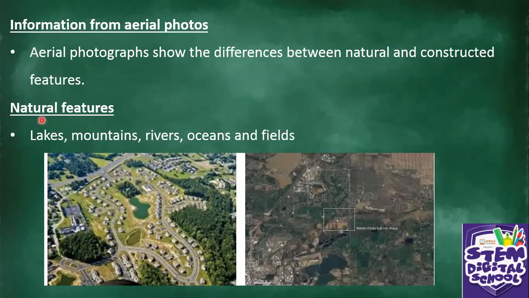So let's start by looking at the natural features. Which natural features are we talking about? For example, the lakes, mountains, rivers, oceans, and fields, as you can see in these pictures. So from these aerial photographs, we are able to see the natural features. Okay.